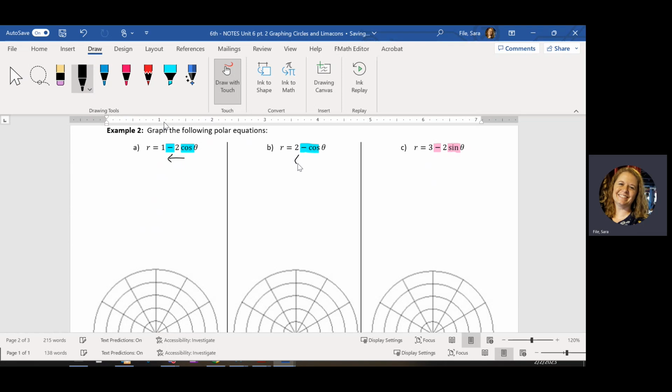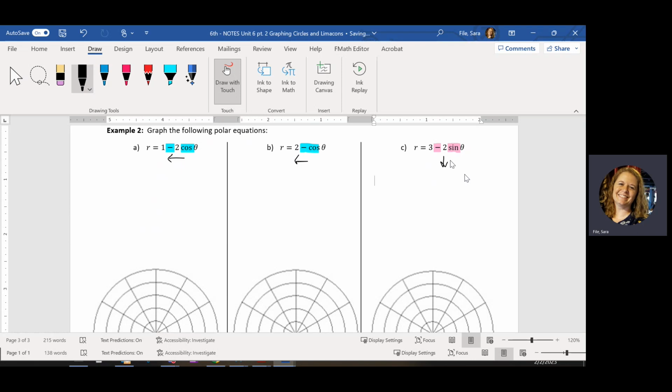Hold on, my pen just stopped working. I don't know what's going on. That's going to be the left. Okay, and then we said C will be down because it's negative and it's sine. Okay, so that's the direction the limacon's going to be drawn.